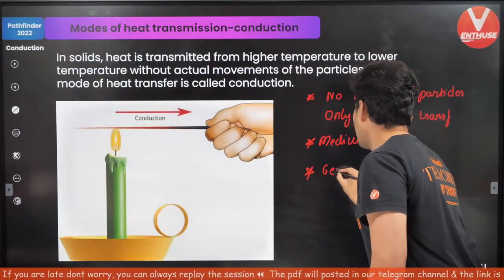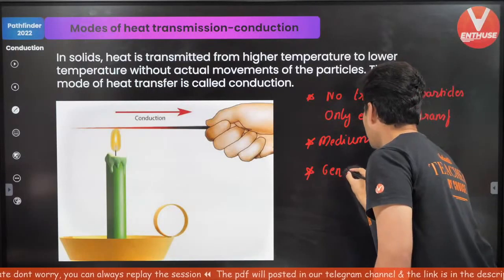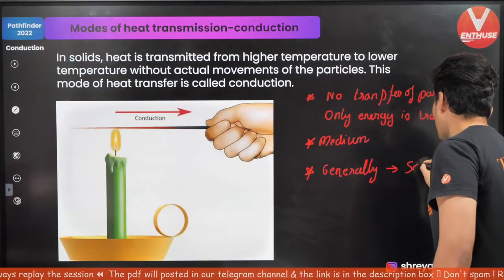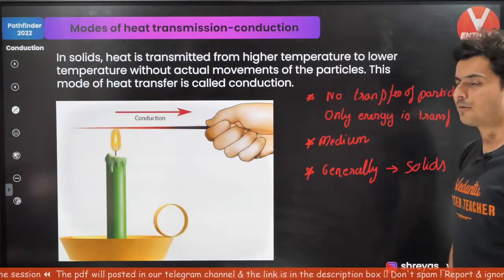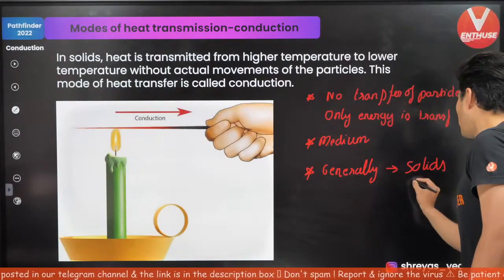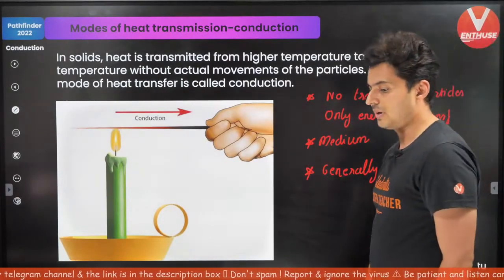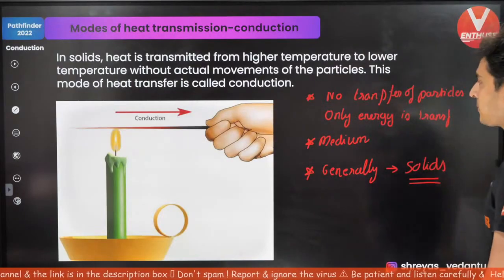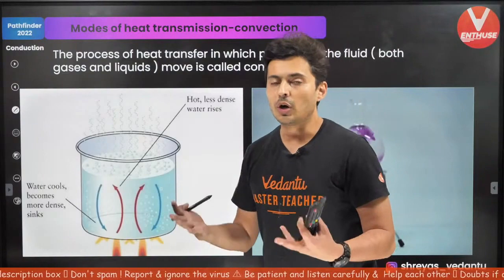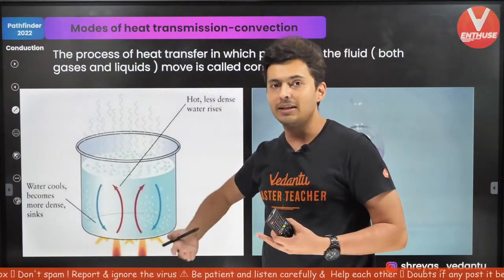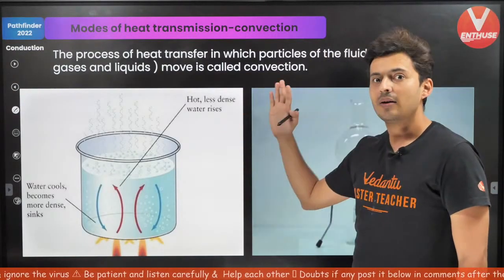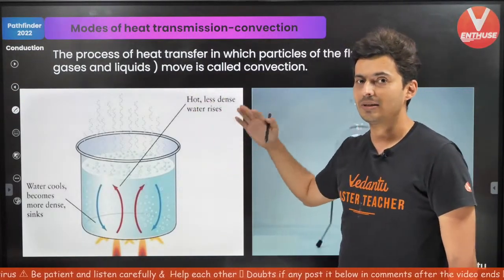Generally, you will talk about conduction only for solids, because in gases and liquids, it's convection which dominates over conduction. Keep this in mind. Fair enough. Great. Next, convection. Like I said, convection dominates in liquids or gases. So conduction is usually for solids. For convection, you will talk about it only for liquids and gases.